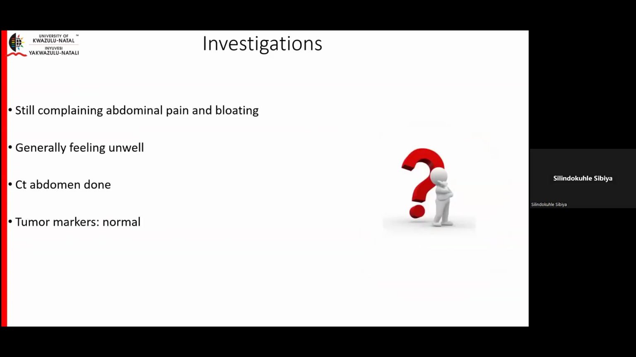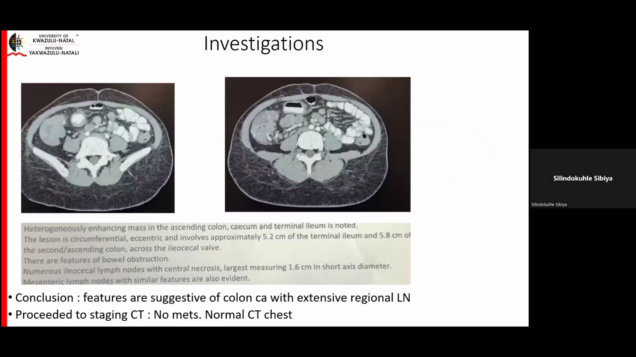She was still complaining of abdominal pain and bloating and generally just feeling unwell. The team decided to do a CT abdomen and tumor markers, which were normal. On the CT scan, you can see the 2 images that I've put up. They saw a heterogeneous enhancing mass in the ascending colon, cecum, and terminal ileum. It was circumferential, eccentric, and involving approximately 5.2 centimeters of the terminal ileum and the ascending colon across the ileocecal valve. There were features of bowel obstruction. She had numerous ileocecal lymph nodes with central necrosis and mesenteric lymph nodes. The conclusion from the radiologist report was that the features are suggestive of colon cancer with extensive regional lymph nodes.